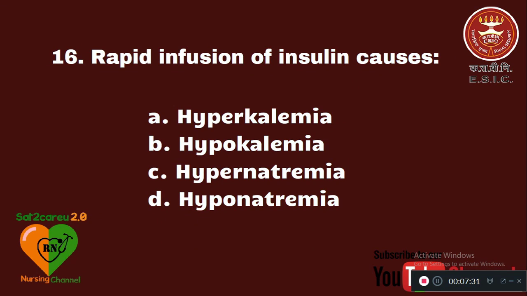Question number 16. Rapid infusion of insulin causes option A hyperkalemia, B hypokalemia, C hypernatremia, D hyponatremia. Rapid infusion of insulin causes hypokalemia, which is the right answer.